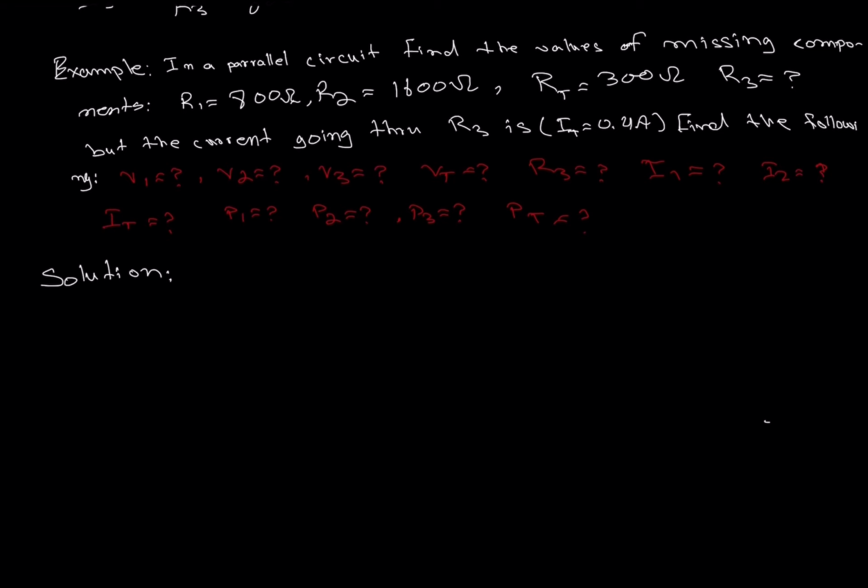Resistor 1 is 800 ohms, resistor 2 is 1600 ohm, and the total resistance RT is 300 ohm. What is R3, resistor 3? The current going through R3, I3, is 0.4 amp. Find the following values: V1, V2, V3, VT. R3 is also missing, I1 is missing, I2 is missing, IT is missing, I3 is given right here, P1, P2, P3, and PT.